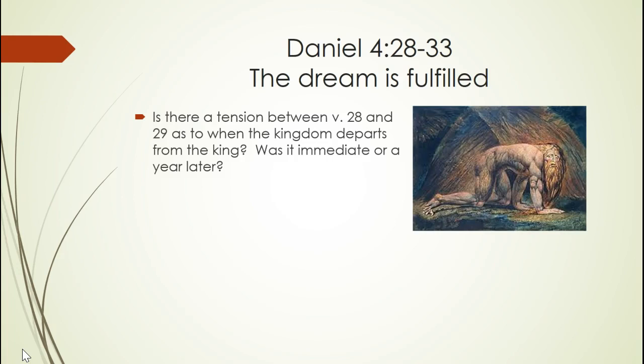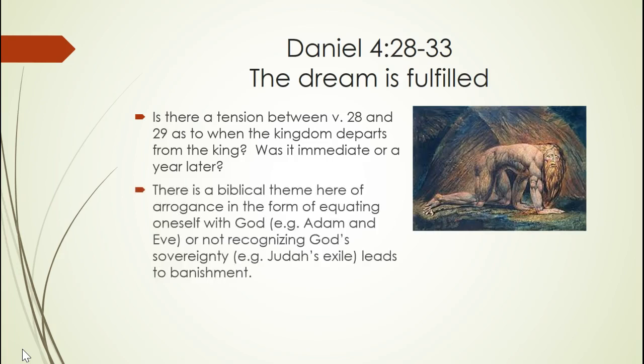So in other words, did all this come upon King Nebuchadnezzar when Daniel is explaining to him what the vision means, what the dream means? Or we have verse 29, after 12 months. So there seems to be some kind of tension here, whether or not we're supposed to have understood that it took place immediately, or if it took place after a year.